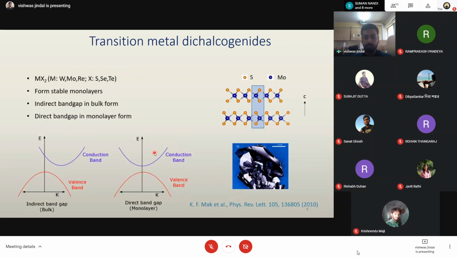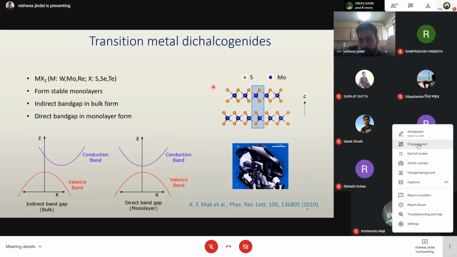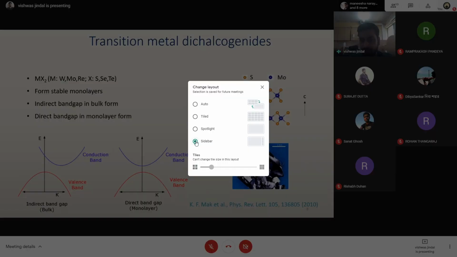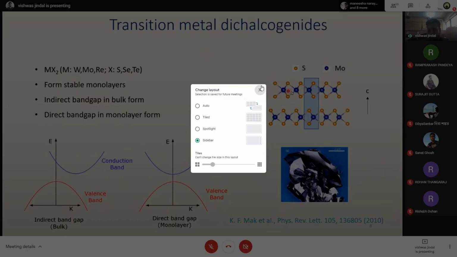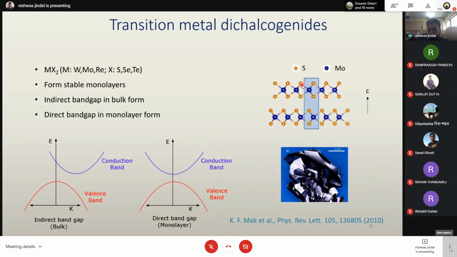Now let me come to the material we talk about today, which is MoS2. MoS2 is a transition metal dichalcogenide. It has the formula MX2, where M can be tungsten, molybdenum, rhenium. These are all transition metals. And X can be a chalcogen, sulfur, selenium, tellurium, etc. The crystal structure of these materials looks something like this, where the blue balls are the metal atoms and the orange balls are the chalcogen atoms.